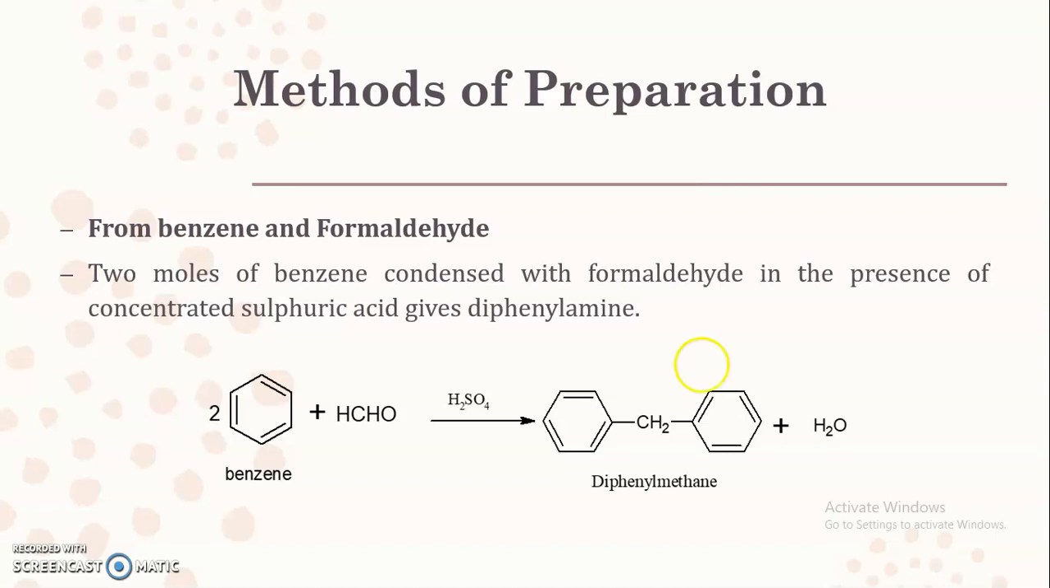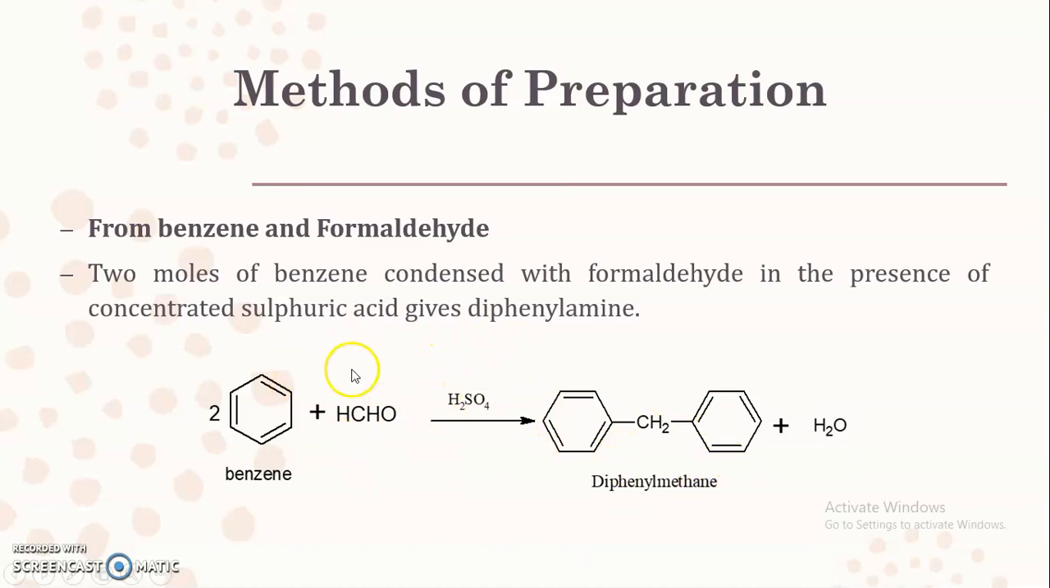methane. Here you can see this reaction where 2 moles of benzene are reacted with formaldehyde. Formaldehyde is nothing but our aliphatic aldehyde, where there is a presence of CHO as a functional group. Now this benzene, when it reacts with formaldehyde in presence of H2SO4, there will be formation of diphenyl methane.